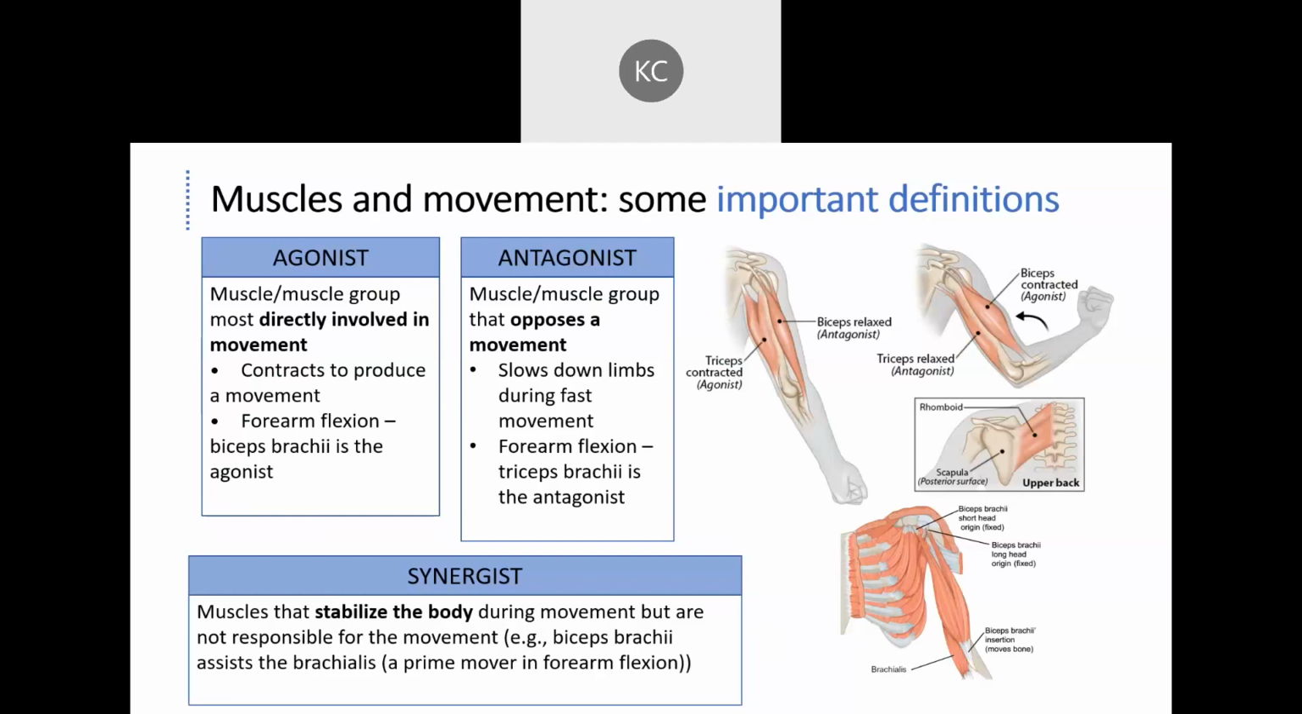In that case, the muscle that would oppose that movement would be muscles that cause elbow extension, and that's your triceps, right? So in this case, now if we're talking about forearm flexion, the triceps is against that because the triceps does not result in forearm flexion, but instead it results in forearm extension, right?